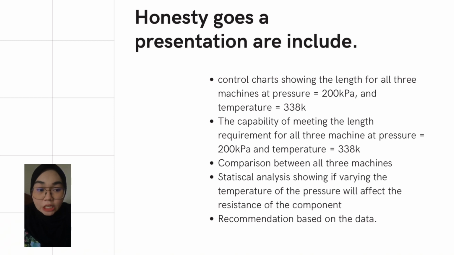machines at pressure equal 200 kPa and temperature equal 338 K. Second, the capability of meeting the length requirement for all three machines at pressure equal 200 kPa and temperature equal 338 K. Third, comparison between all three machines. Fourth, statistical analysis showing if varying the temperature or the pressure will affect the resistance of the component. For the last one, recommendation based on the data.